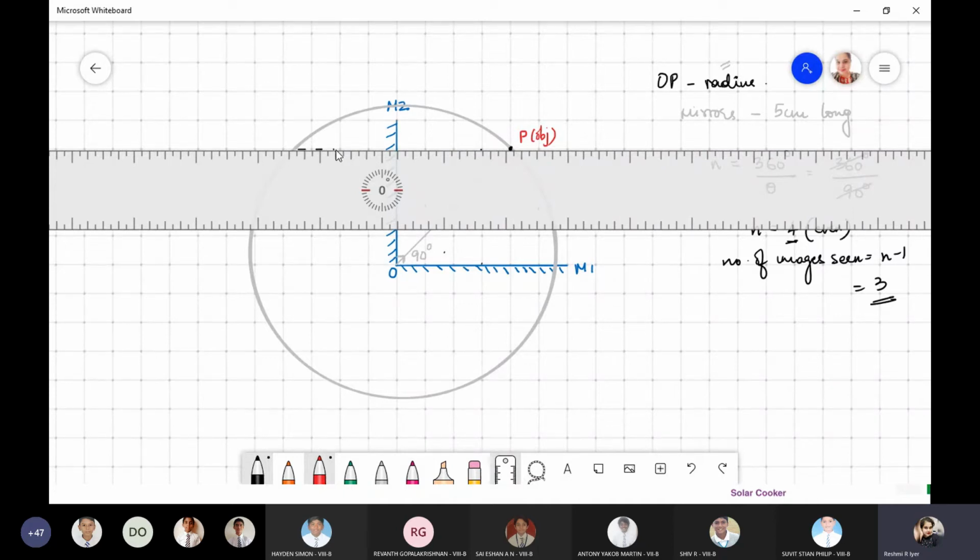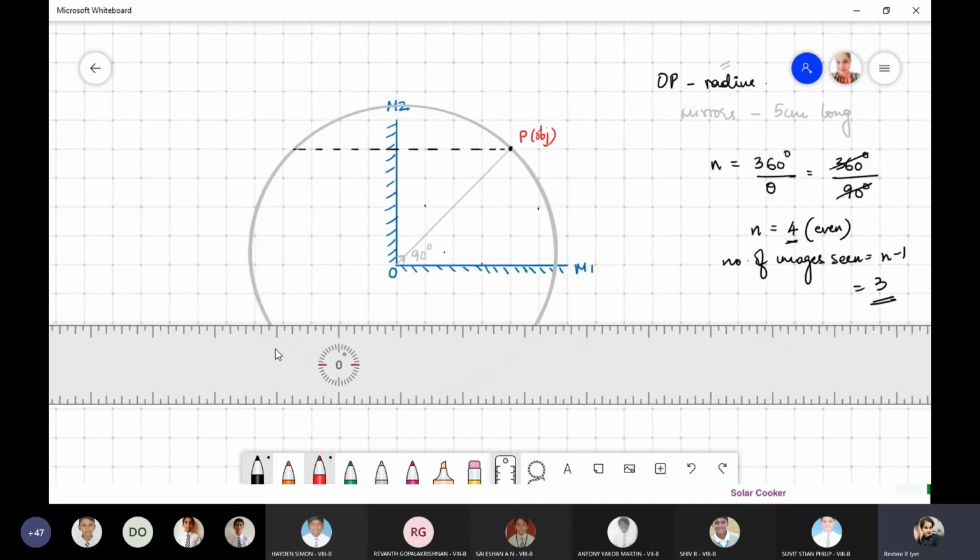Okay, so let's put in the first image. The first image is on the same horizontal line as P. I've drawn a dotted line. You also draw it. And it will be on the circumference. We'll call this image I1. Has everybody understood?